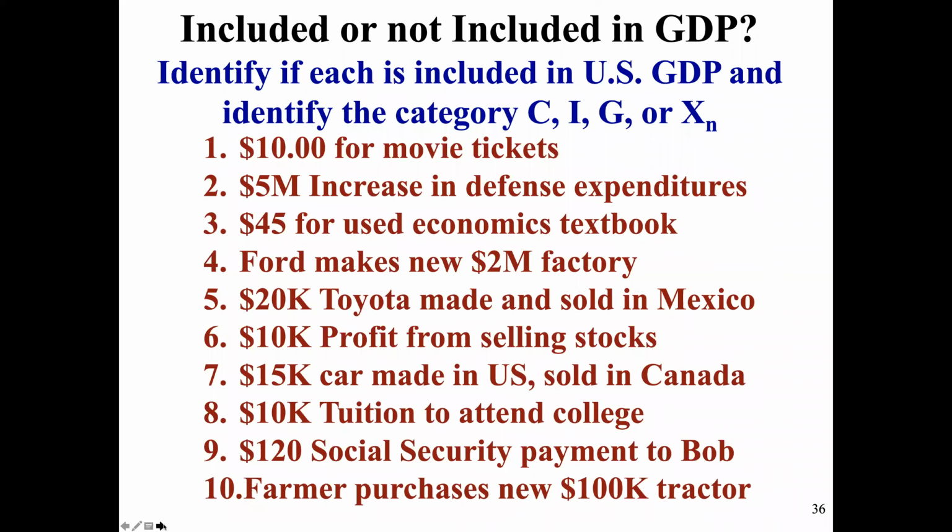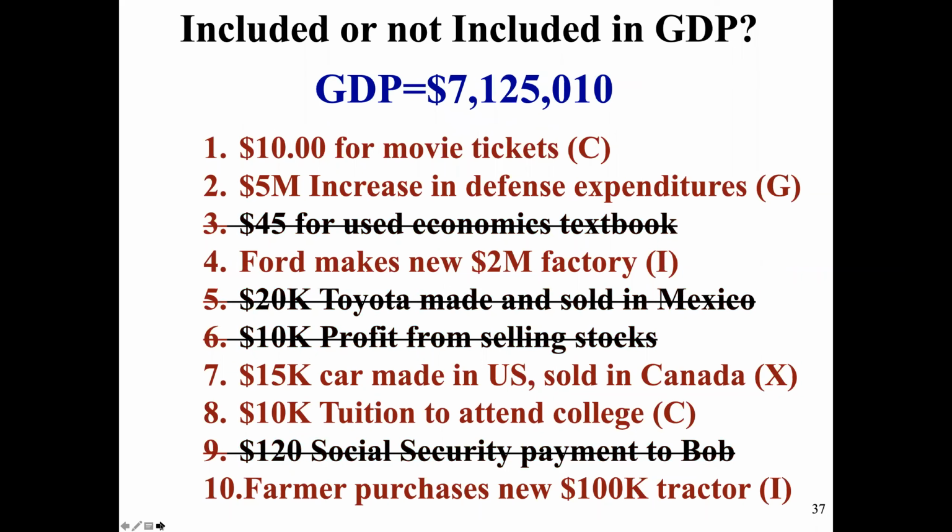Okay, here we go. Drum roll, please. Let's see who got the correct number. The GDP of this slide is $7,125,010. Movie tickets are consumption. Defense expenditures are government spending. Used textbooks do not count. Building a new factory is investment.